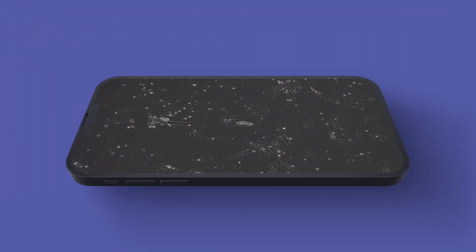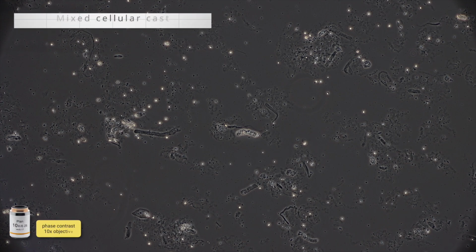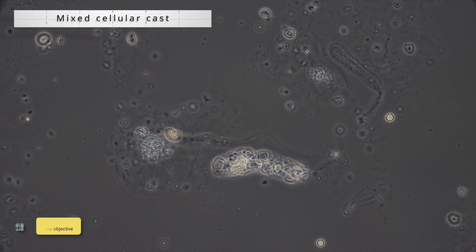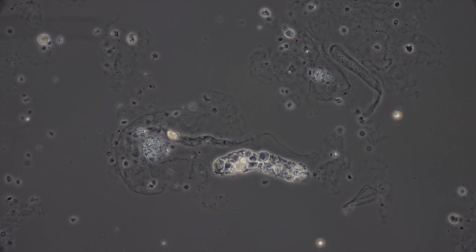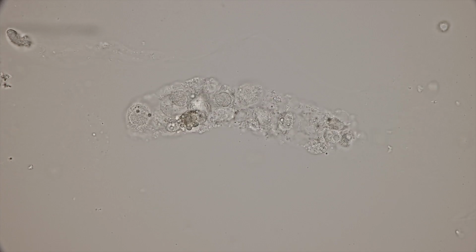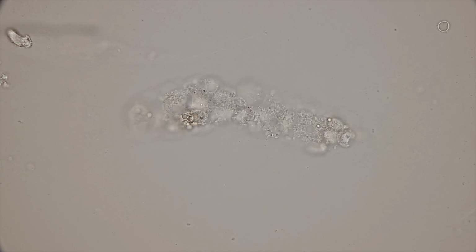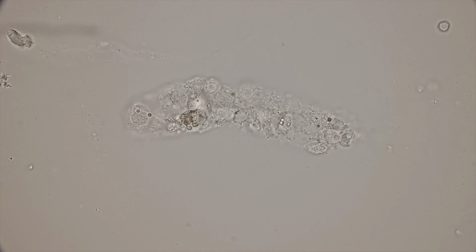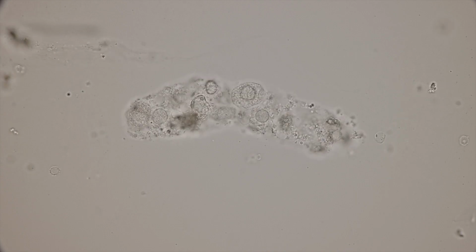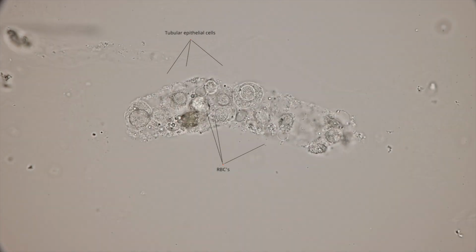In our last example, we'll see another mixed cellular cast here under phase contrast. With the 40x objective here, we'll need to get a little better resolution, so we're going to go to the oil objective. Focusing up and down, we note a number of different cell types here. The large eccentric nucleus shows us the tubular epithelial cells. The droplets appear to be lipids, and there are also red blood cells.